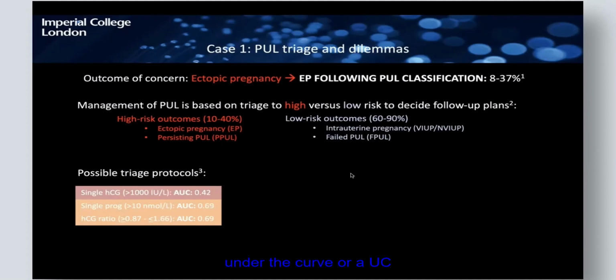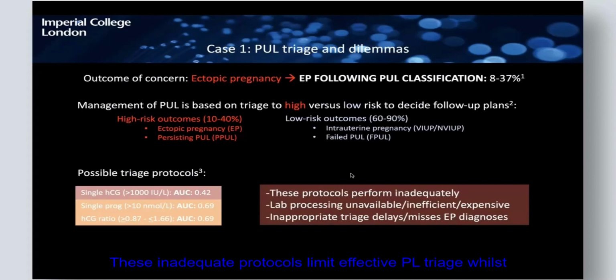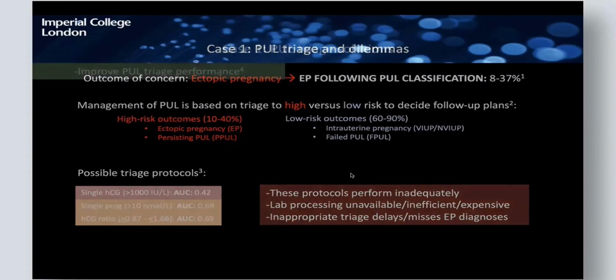Now, possible triage protocols used around the world are now shown alongside their ability to discriminate high-risk outcomes, presented using areas under the curve, or AUC. While single-visit protocols may be advantageous for throughput, HCG cutoffs perform extremely poorly, and progesterone assays are not widely used, but can also be quite expensive as well. 2-visit HCG ratio protocols have equivalent performance to single progesterone, but again, the AUC remains suboptimal. These inadequate protocols limit effective PUL triage whilst being inefficient and costly.